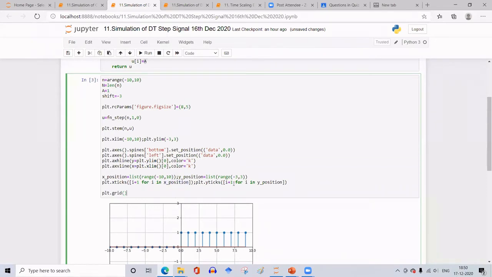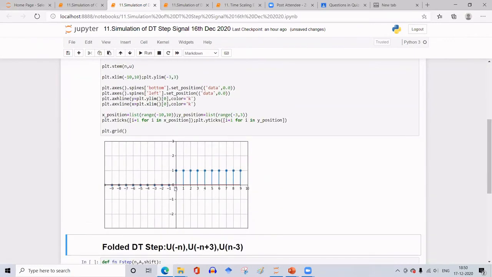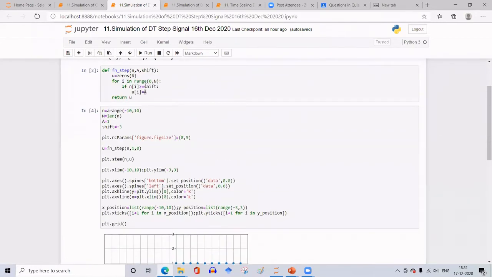Similarly, same thing for the y-axis. Take the y position list and do i equal to i plus 1 and put it as the y tick mark. Now you see if I run this, you see the markings on the x-axis. We have markings for 0, 1, 2, 3, 4, 5 in integer format. And our step signal, since it has shift equal to 0, step equal to 1, magnitude equal to 1, is starting from n equal to 0 and extending up to n minus 1, that is up to 9. If you want to include 10, you must give 11 for all this. You must change it here itself.